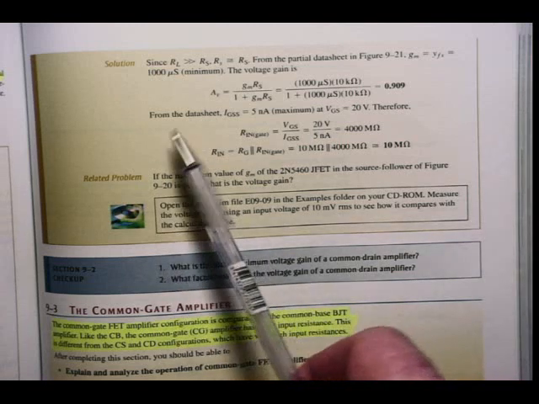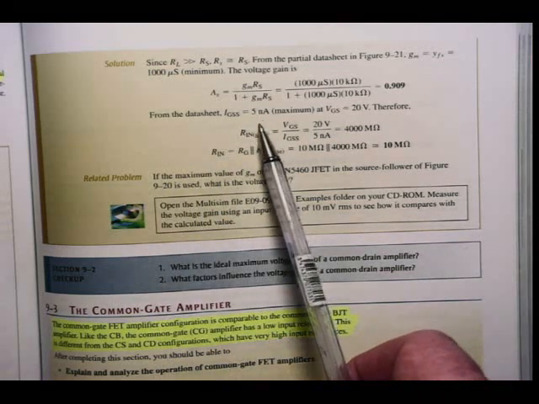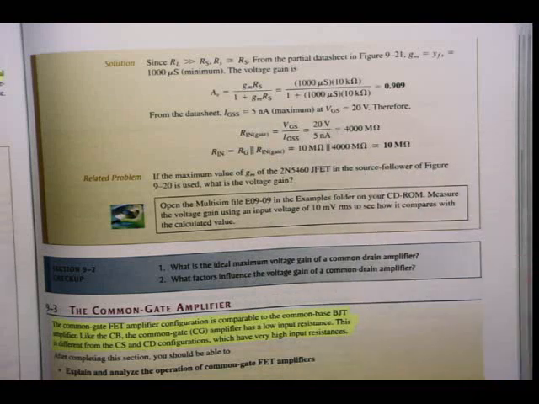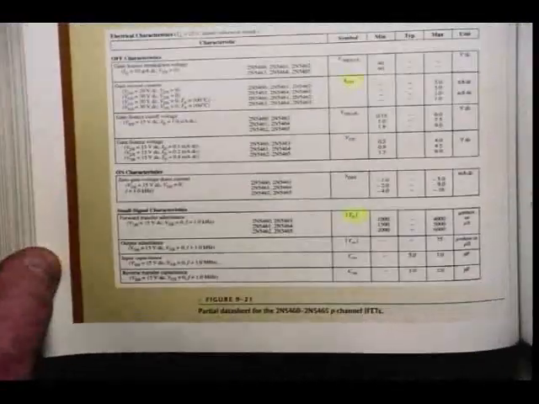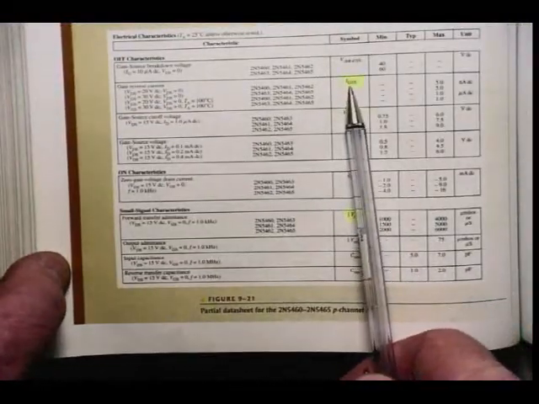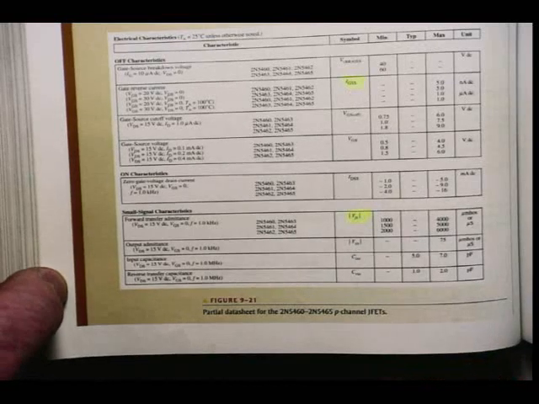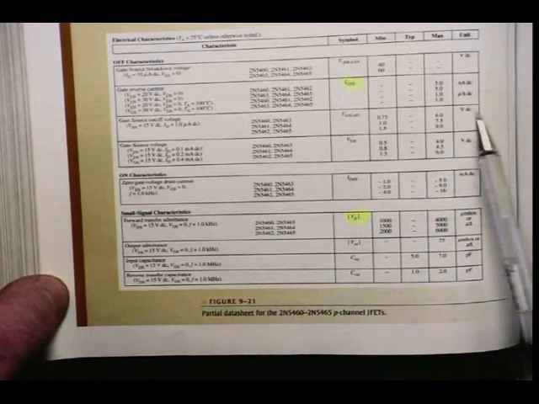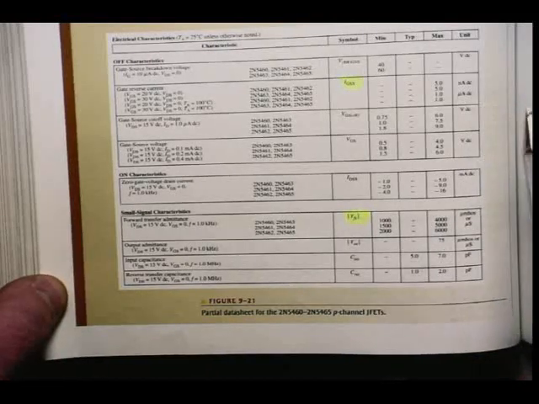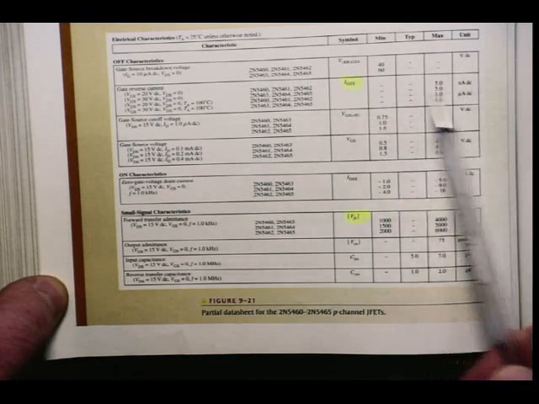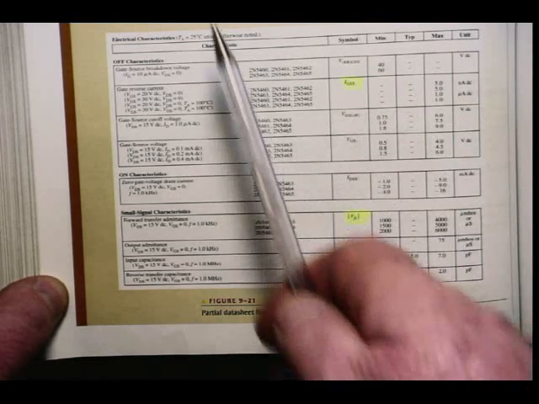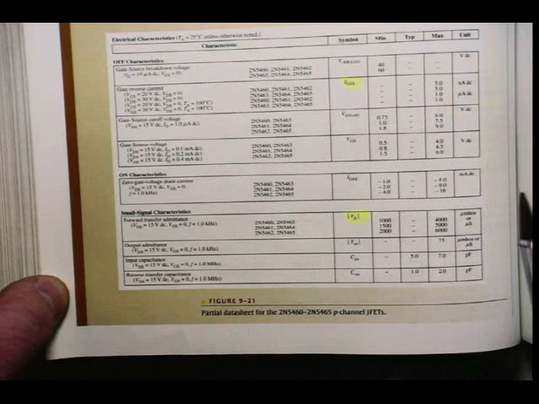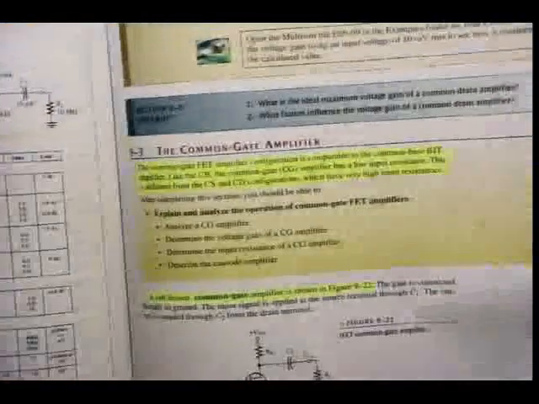Alright, then from the data sheet, IGSS is 5 nanoamperes maximum at VGS of 20 volts. Where is IGSS? Go and look at the data sheet. Can you find it there? There it is, IGSS. And what value did we find there? 5 nanoamperes maximum, né? Because there's no other values. Can you see there's no minimums and there's no typicals? Even though they said use minimum values, there's only maximum values given. Alright? So don't get confused there.